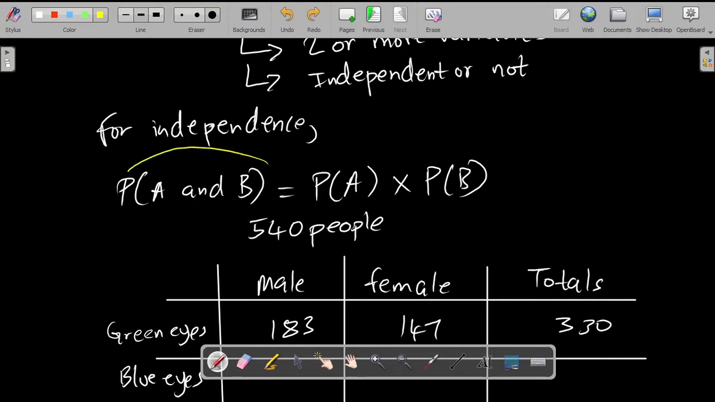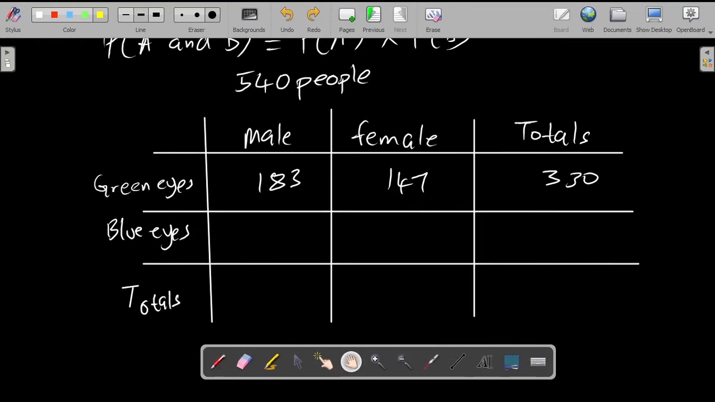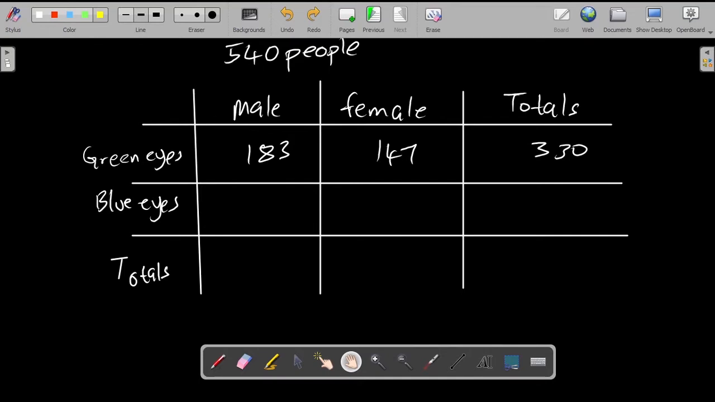So if the left hand side over here is equal to the right hand side, then the values are independent, which means there is no correlation, or there is no direct relationship between being male and having a certain eye color, or being female and having a certain eye color.